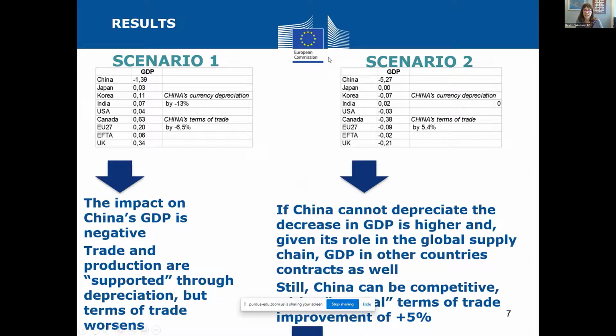In the second scenario, when depreciation is not possible, we have made that constraint. We see that the impact on Chinese GDP is much higher, and that the worsening of terms of trade is 5.4. What happens are small adjustments in other countries, because of course China is a huge actor. In this case, China becomes competitive because it switches to producing sectors where it is indeed more competitive.